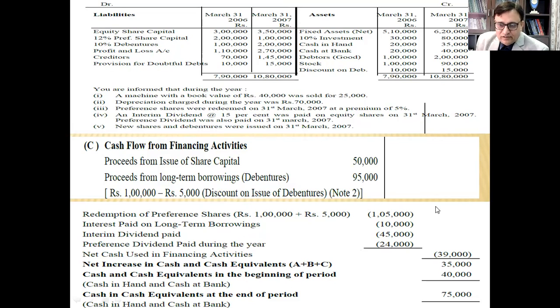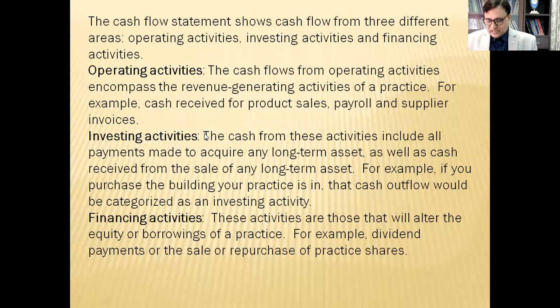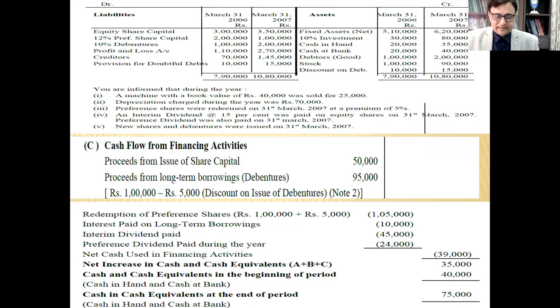Similarly, now we will find out the net increase in cash and cash equivalents, that is 35,000, and it will be added to the cash and cash equivalents at the beginning of the year, 40,000. So the final balance of cash which is shown in the balance sheet, cash in hand and cash at bank, is 35,000 plus 40,000, that is 75,000. In this way the cash flow statement is prepared. This is the process we will follow for preparing the statement of cash flows.